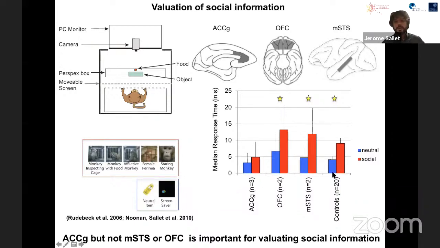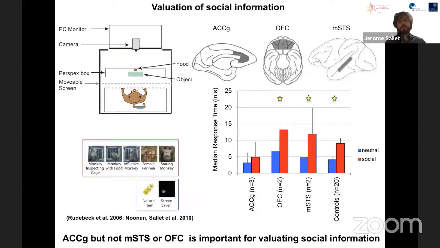You can see on the right that the control subjects are faster to reach for the piece of food if you're displaying a neutral video compared to a social video. The same is observed after mid-STS lesions or after an OFC lesion. However, after lesion of the cingulate gyrus, this effect is abolished. More recently, work from Betsy Murray lab has shown that this is the anterior part of the cingulate gyrus that is critical for this social valuation effect.